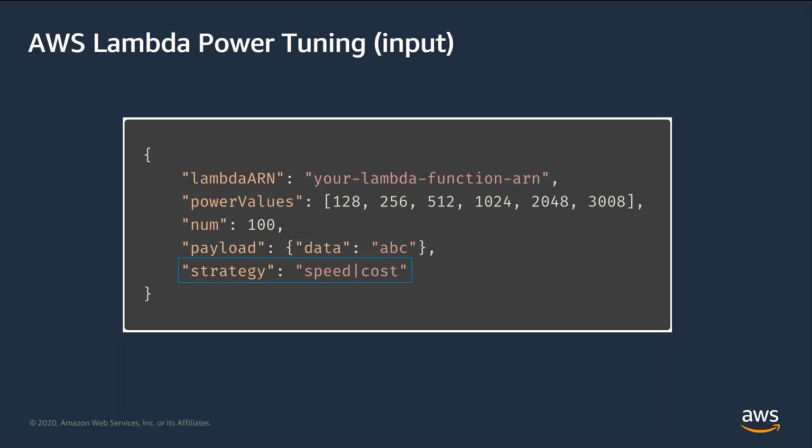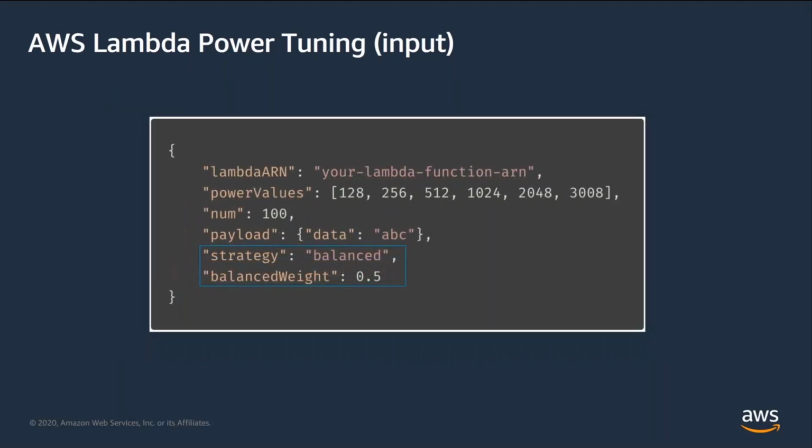When using balanced, the state machine will choose between cost and speed as a compromise, depending upon the parameter balanced weight. Balanced weight is a linear weight between 0 and 1. It expresses the trade-off between cost and time. So 0 is equivalent to the speed strategy, and 1 is equivalent to the cost strategy. By default, this is set to 0.5.